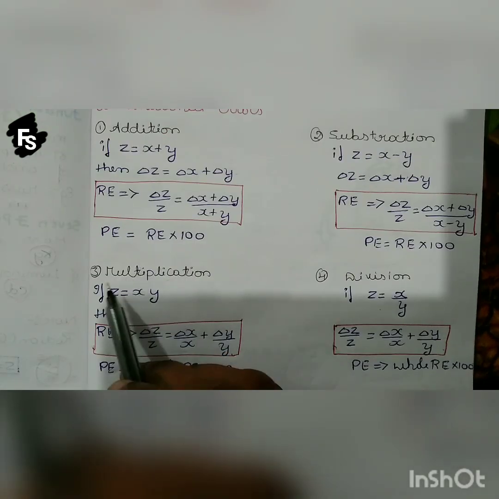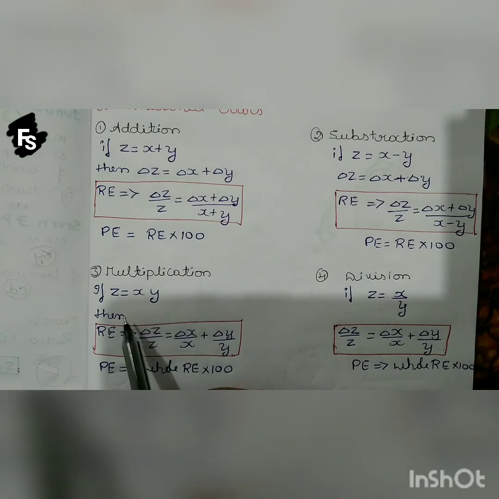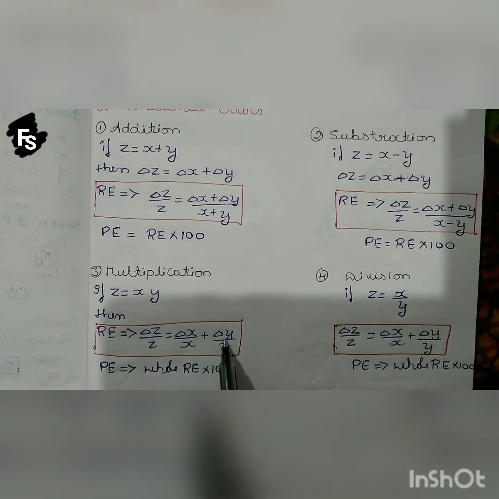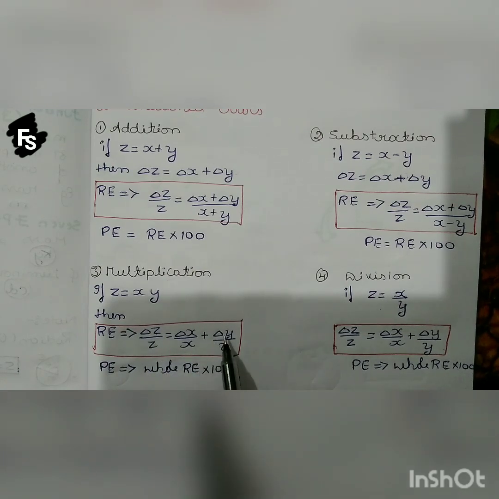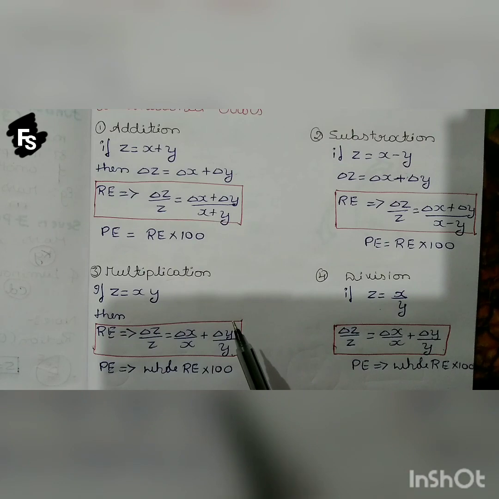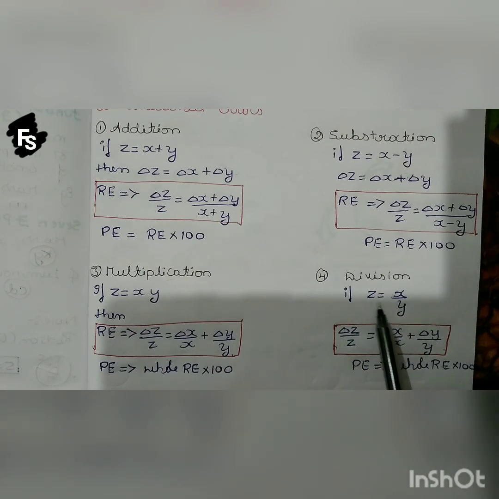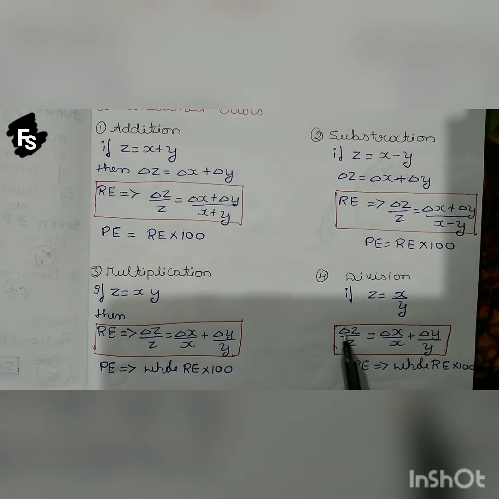Next we move on to multiplication. If z equals x into y, then relative error is written as delta z by z equals delta x by x plus delta y by y. This is somewhat difficult, so you have to remember it. And to measure percentage error we have to multiply everything by 100: delta z by z into 100, delta x by x into 100 plus delta y by y into 100. Then come to division. Division is the same as multiplication. If the question is in terms of division, then we should do what we did in multiplication, which means delta z by z equals delta x by x plus delta y by y.